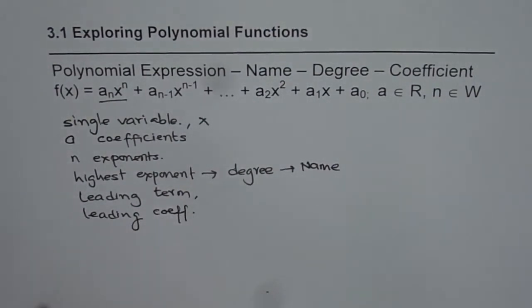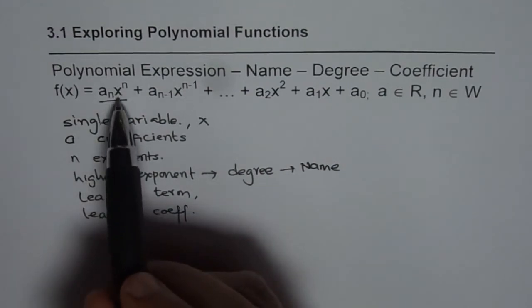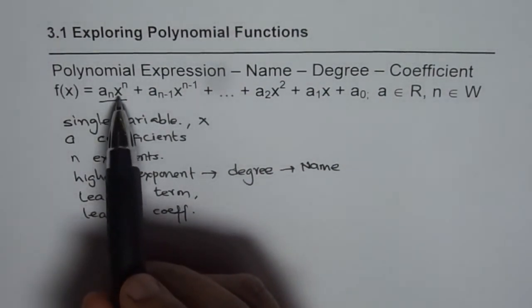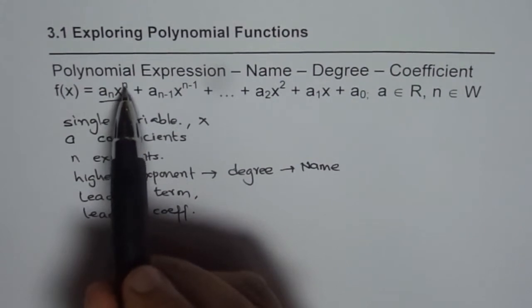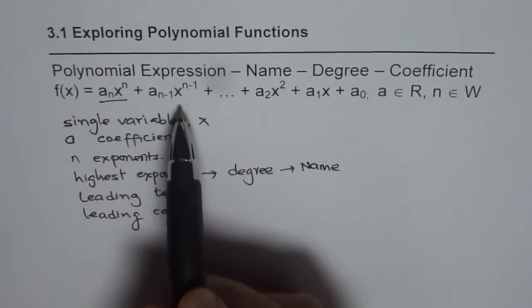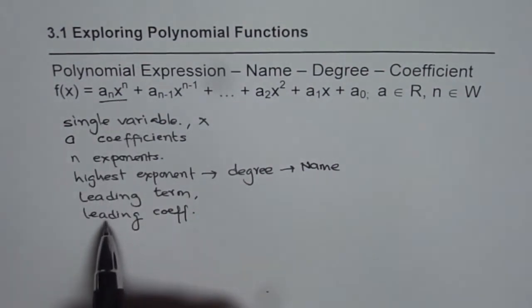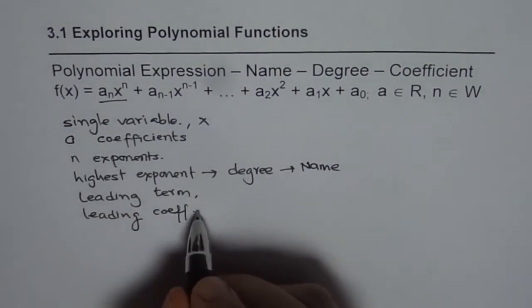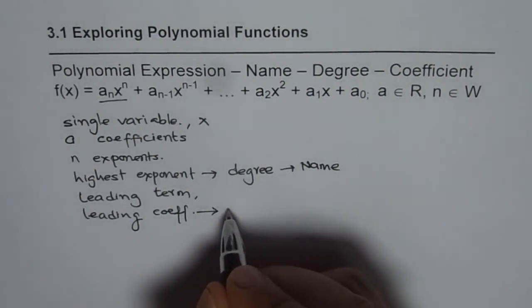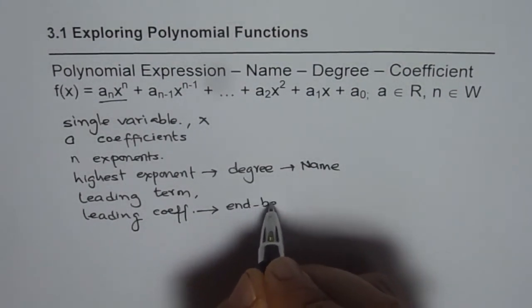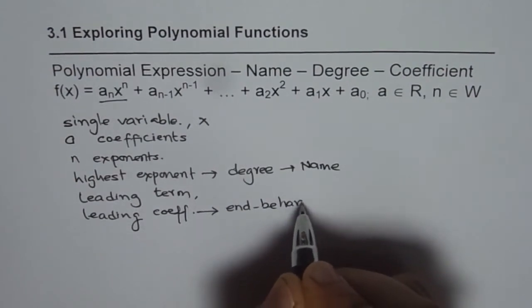Now, the leading coefficient plays a very important role in the behavior of a polynomial. You can imagine why. x to the power of n. If the power is, for example, 5, in that case, x to the power of 5 will play a major role as compared to x to the power of 4, 3, 2, or 1, right? So especially the end behavior is decided by the leading coefficient. So the leading coefficient normally commands the end behavior of a polynomial.